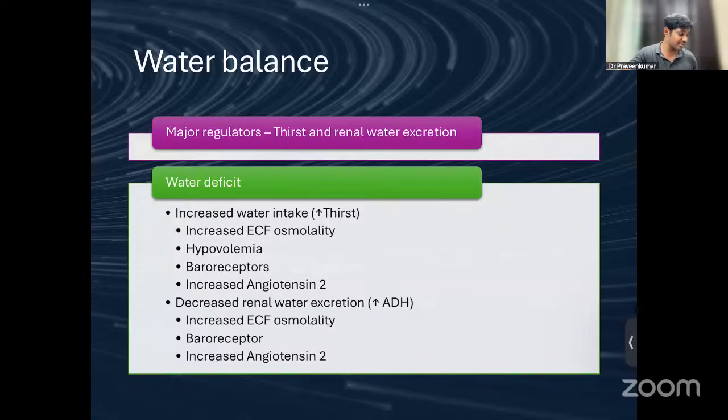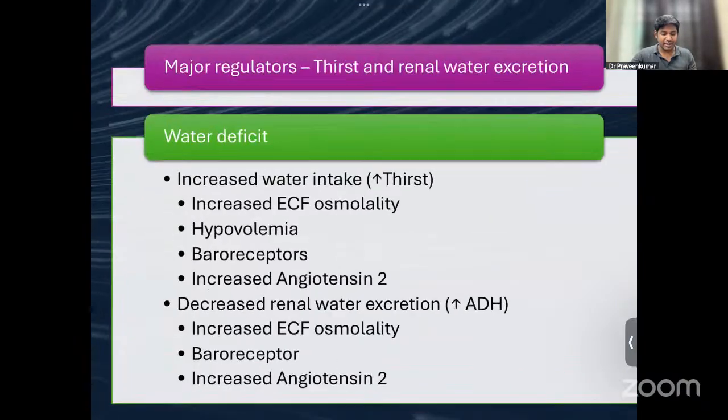I have tried a lot to put some animations to let you know how it works, so we'll go to that soon. Now we saw about the sodium regulators, right? We studied the renin-angiotensin system, and we also studied other things like renal sympathetic nerves, aquaporins, and all that. But coming to water, just these are very important.